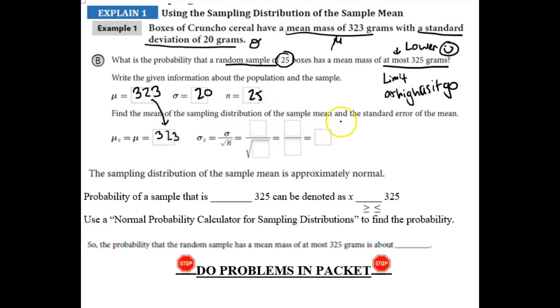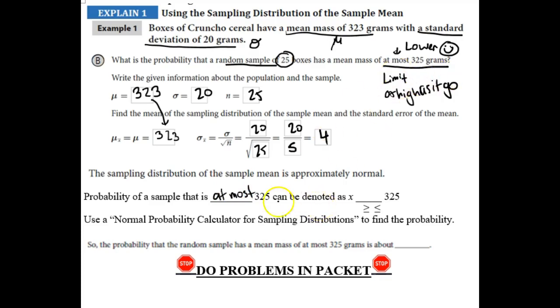And then the sample mean, which we did, and the standard error of the mean. So let's put in that 20 for that standard deviation. For our sample size, 25. Let's work this out. So what's the square root of 25? 5, right? And let's work that out. 20 divided by 5. And that's about that.